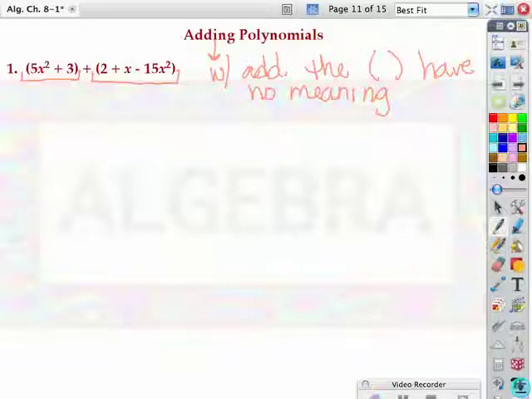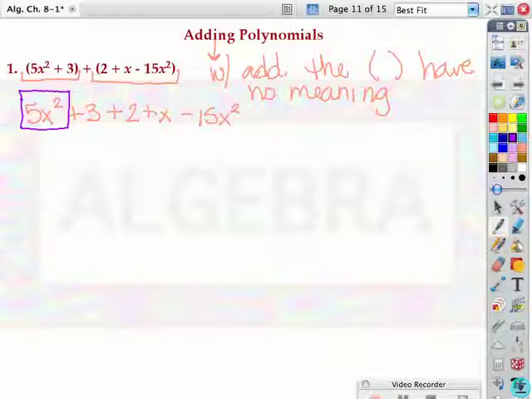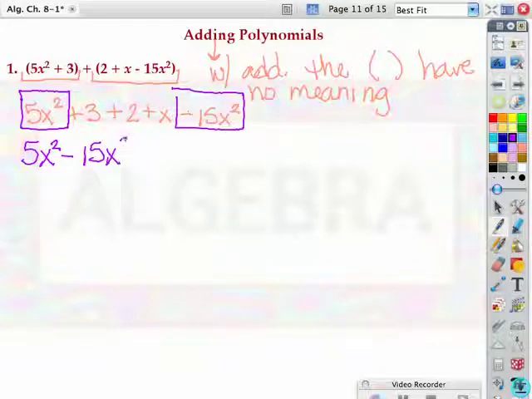So all we have to do is take away those parentheses. I'm just going to write this again: 5x squared plus 3 plus 2 plus x minus 15x squared. Then from here, I'm going to use the commutative property to group together my like terms. This has an x squared with it, so does this term over here. Remember that this minus sign goes with it. So I'm going to write 5x squared minus 15x squared.